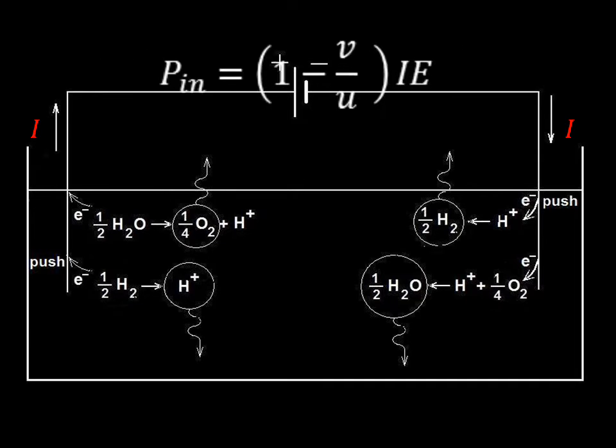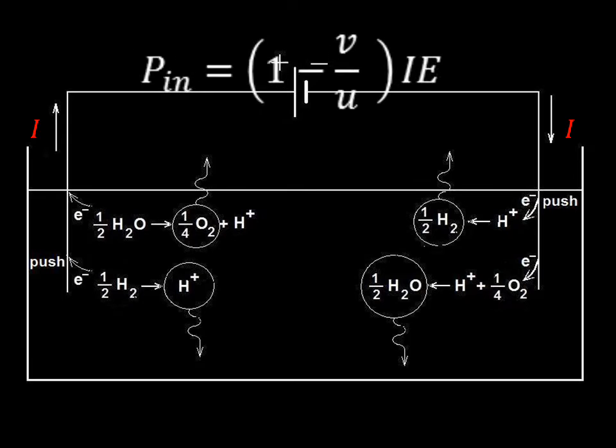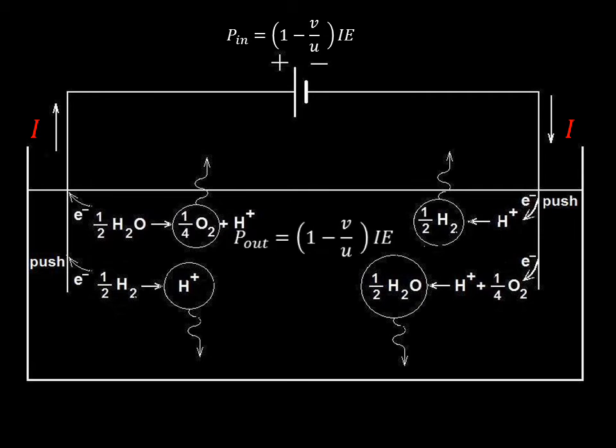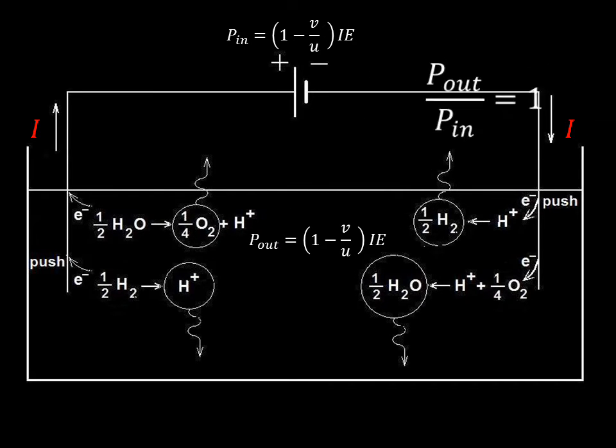Obviously, then, the power P sub in being spent for electrolysis will be decreased by 1 minus V over U, which will be exactly equal to power P sub out obtained. And the conservation of energy will seemingly be obeyed.